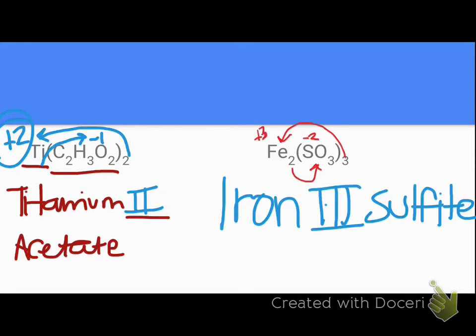Alright, so here's our answer. We should end up with iron 3 sulfite. So remember, iron is one of my type 2s, so it needs a Roman numeral to indicate its charge. So how do I figure out its charges? I'm going to uncross my charges. So the 2 that was here belongs to the sulfite, because sulfite is SO3 minus 2, which means that that 3 belongs to the iron. So here is our +3 charge.